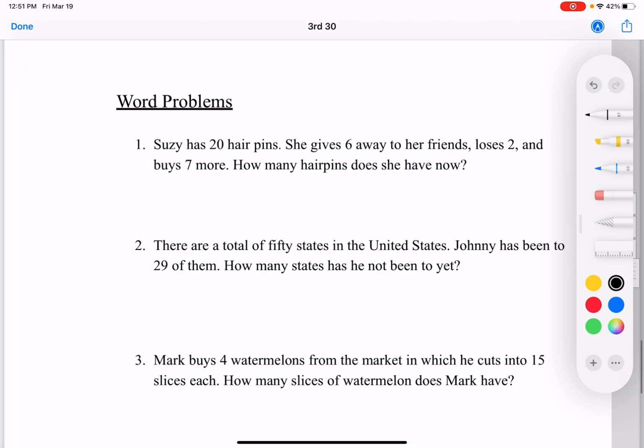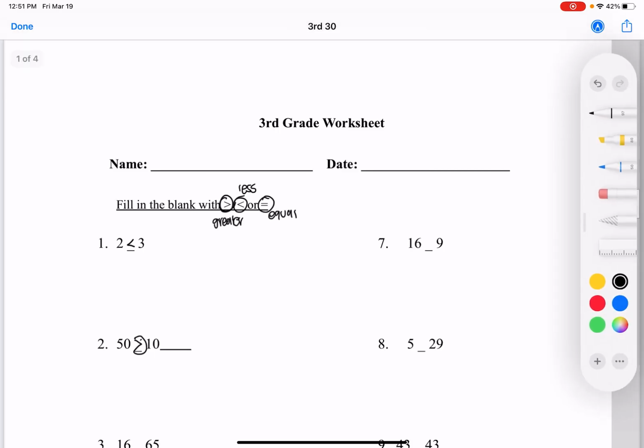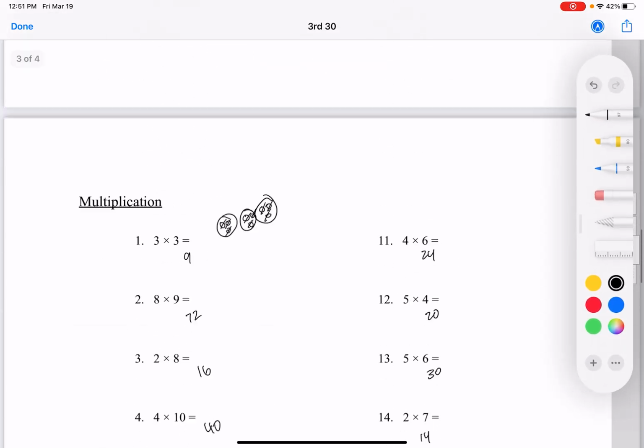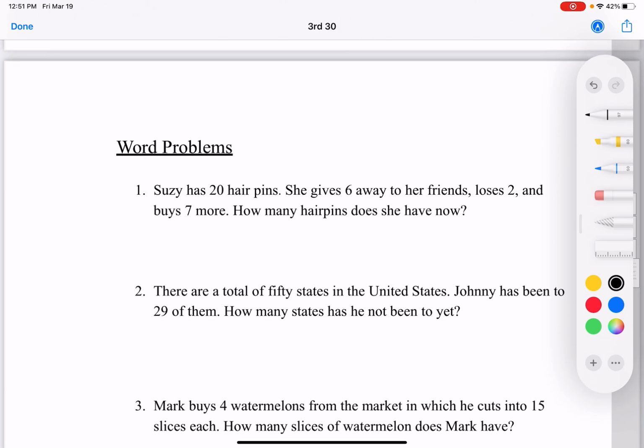Lastly, we have word problems. Susie has 20 hairpins. She gives 6 away to her friends, loses 2, and buys 7 more. How many hairpins does she have now?